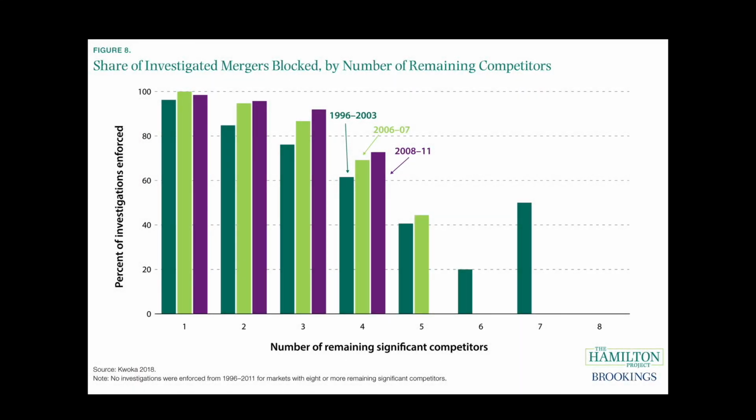In terms of the share of investigated mergers that have been blocked and the number of remaining competitors, we can see that merger enforcement has been mostly concentrated in mergers that would lead to only between 1 and 3 competitors. There is also significant involvement in cases where mergers would lead to four competitors, and a virtual absence of enforcement with regard to mergers that would lead to 5 or 6 or 7 competitors.